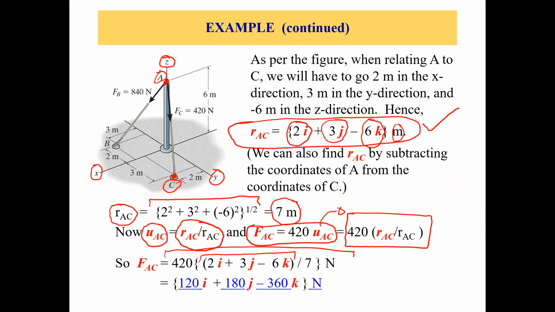Now meters cancel out for this unit vector U sub AC, so we get newtons for the force again. Then we get F sub AC in this form. This is the final form of F sub AC in Cartesian vector form: 120I plus 180J minus 360K newtons. So this is your force vector in Cartesian form.